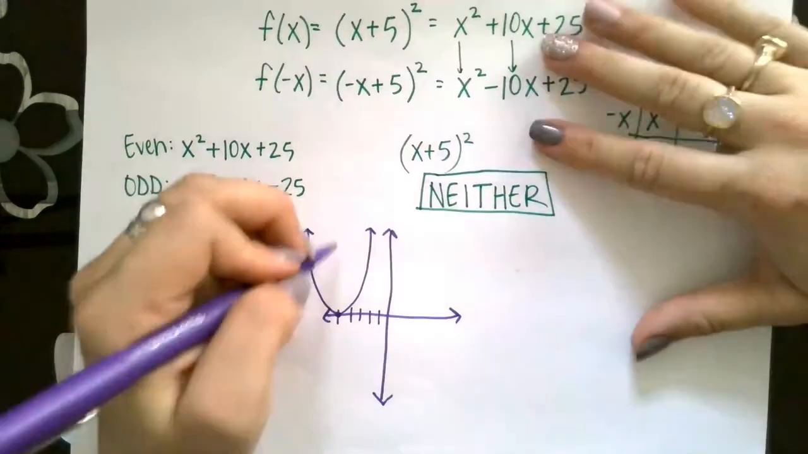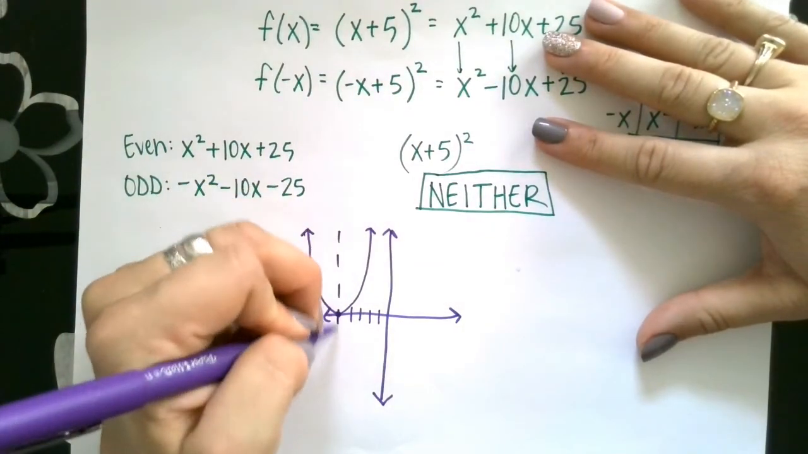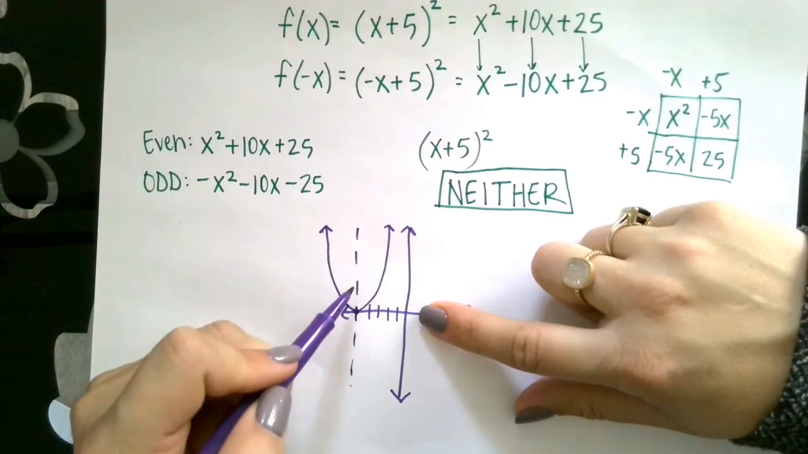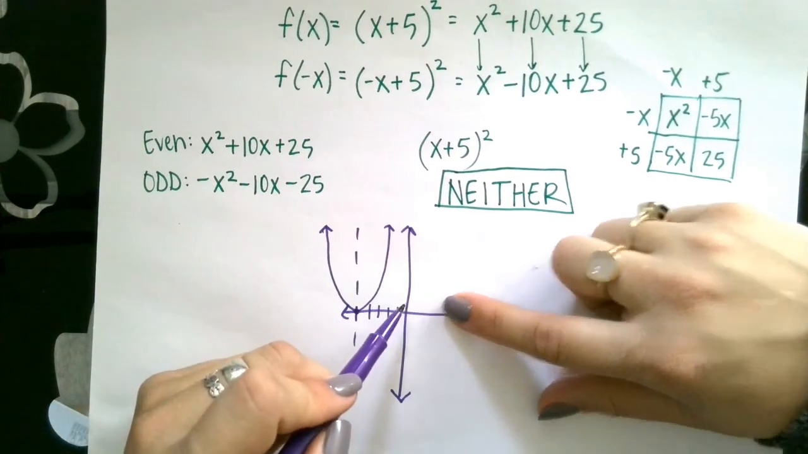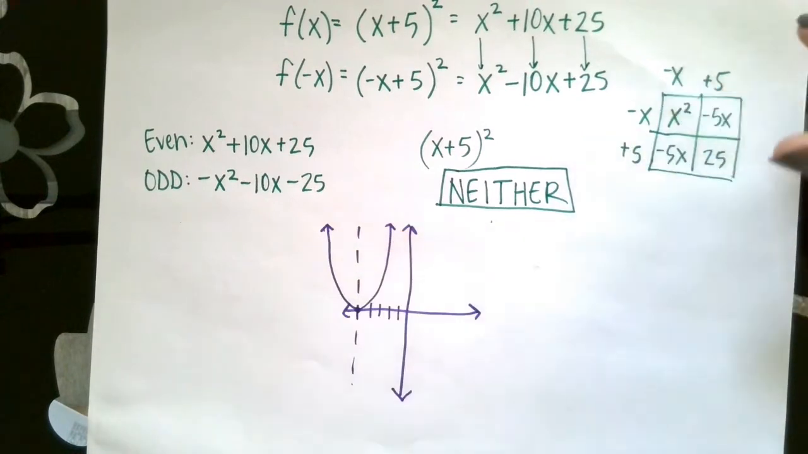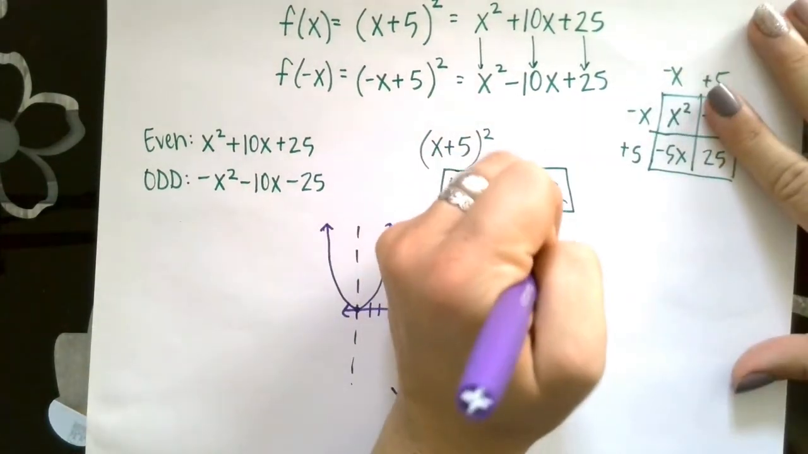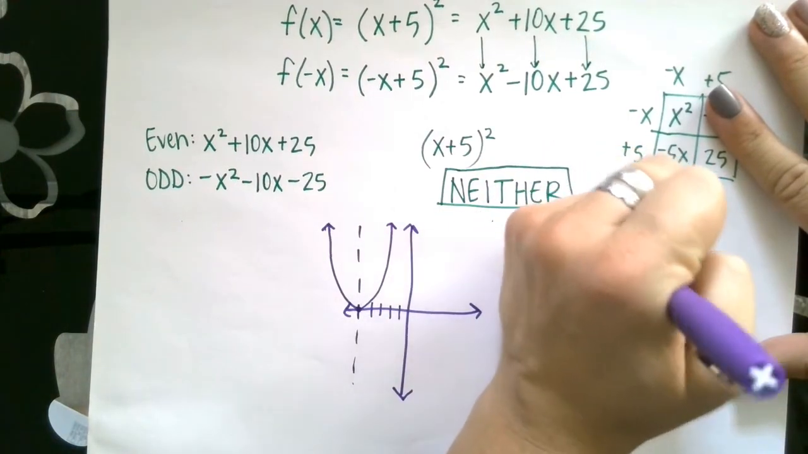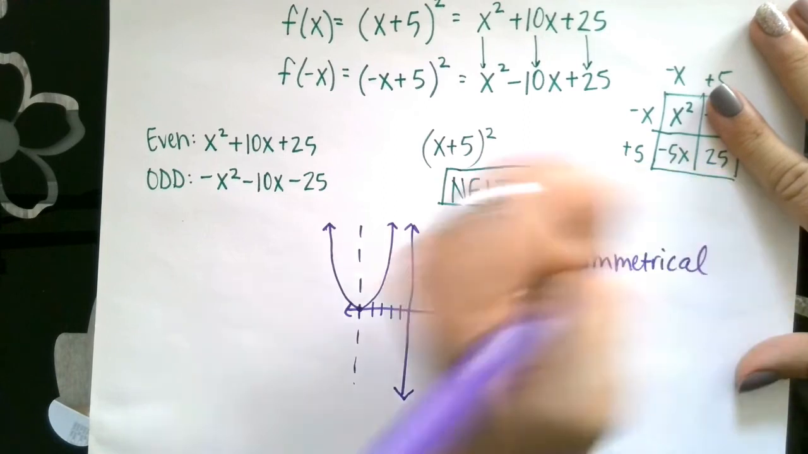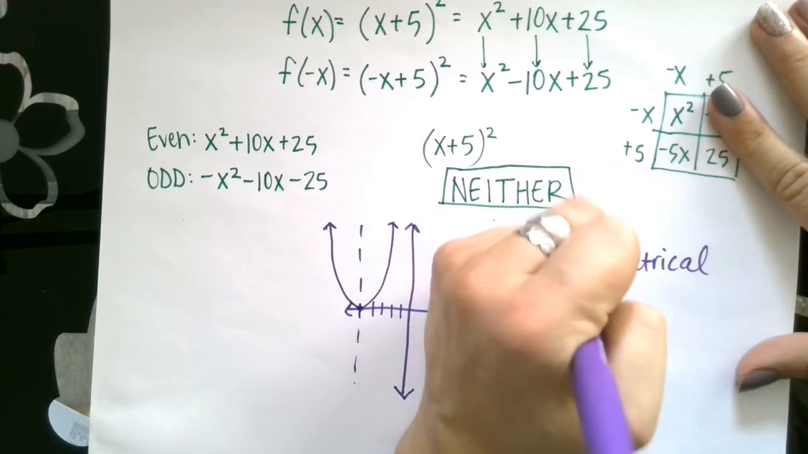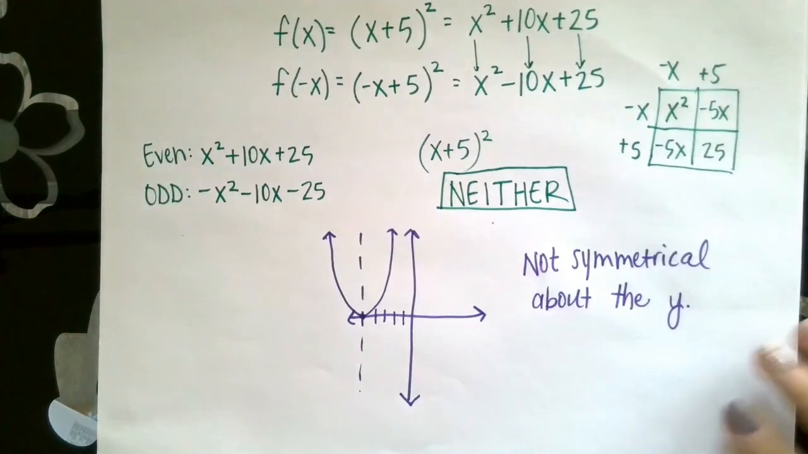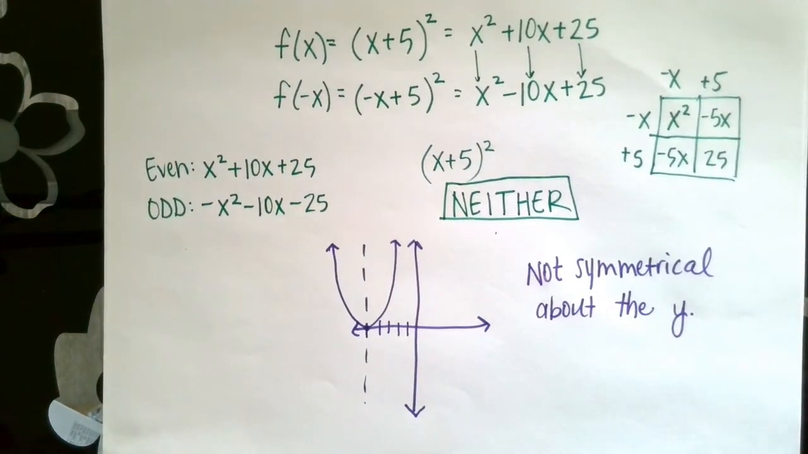However, its line of symmetry does not fall on the y-axis. So because its line of symmetry is not on the y-axis, that also tells us that it's neither. So the problem here is that it is not symmetrical about the y. So this makes my graph neither.